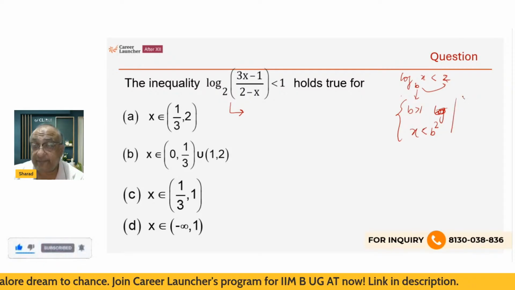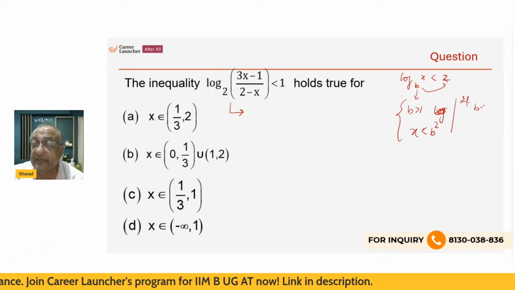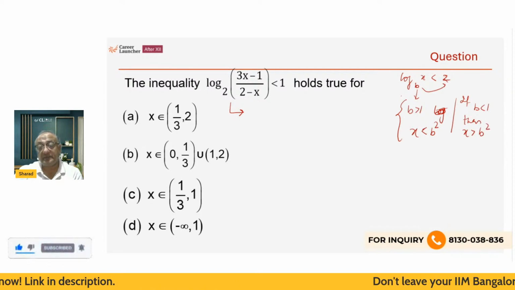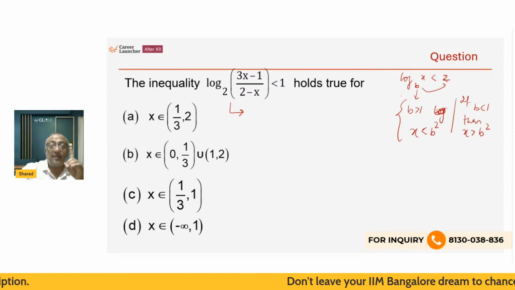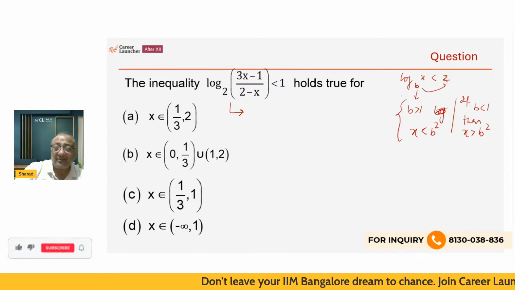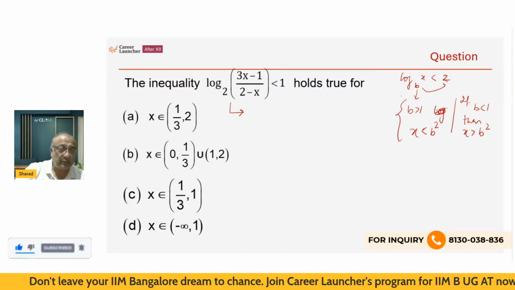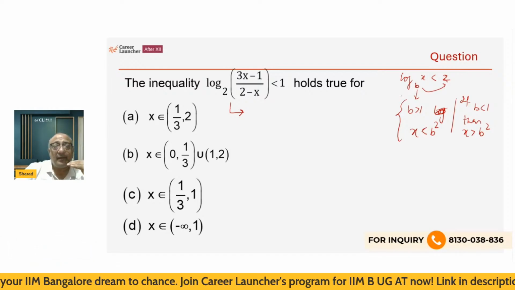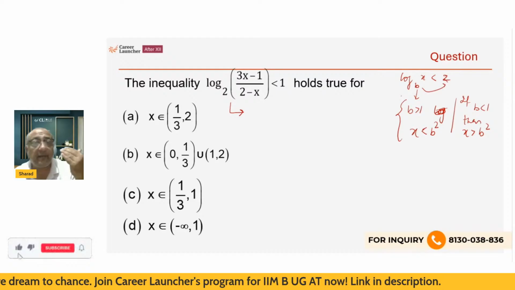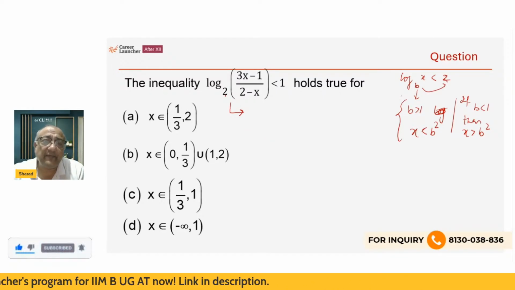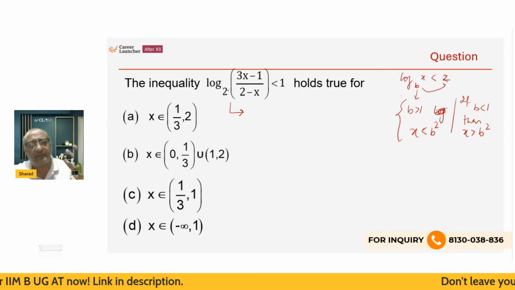But if b is less than 1, then the sign will change. x will be greater than b square. So you have to remember this. But it's a simple exam. They're not testing at a very, very high level of logs or algebra. They just want to know whether you know logs at a plus 2 level. So I don't think they will have a fraction base here. If they have a fraction, you change the inequality.